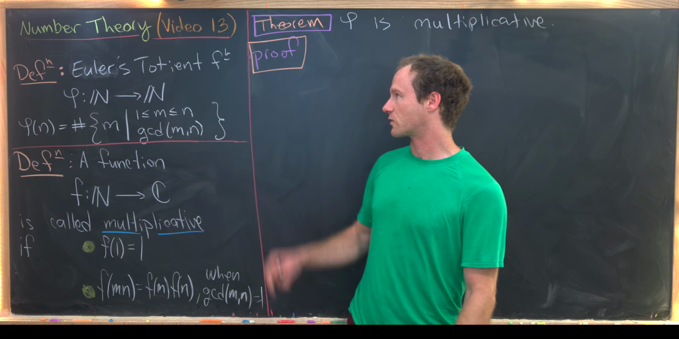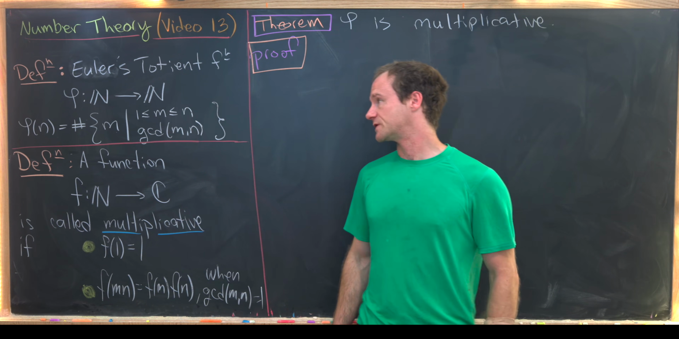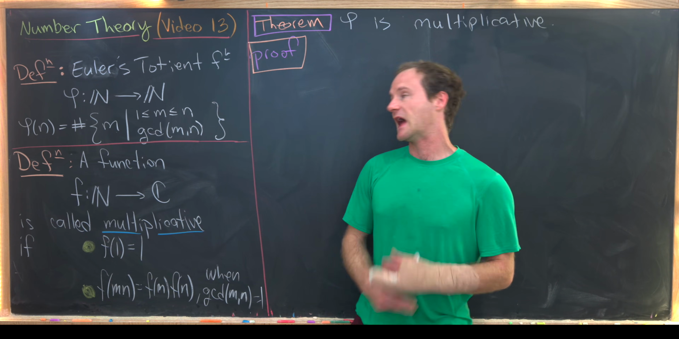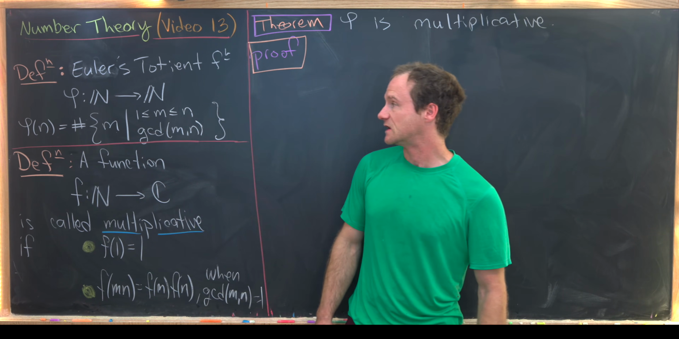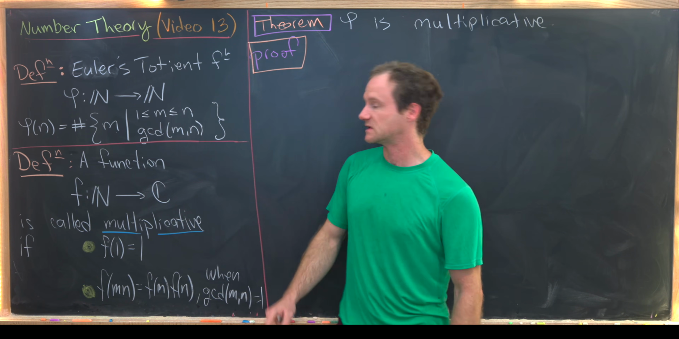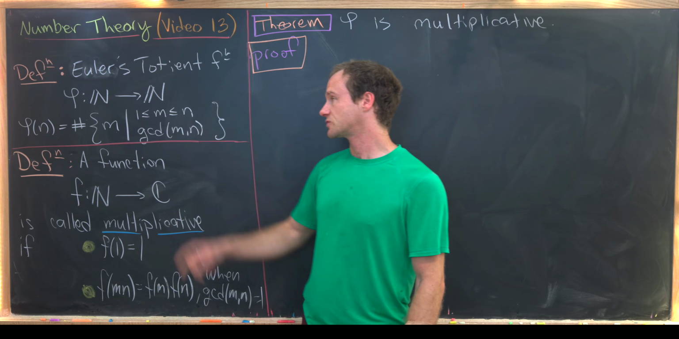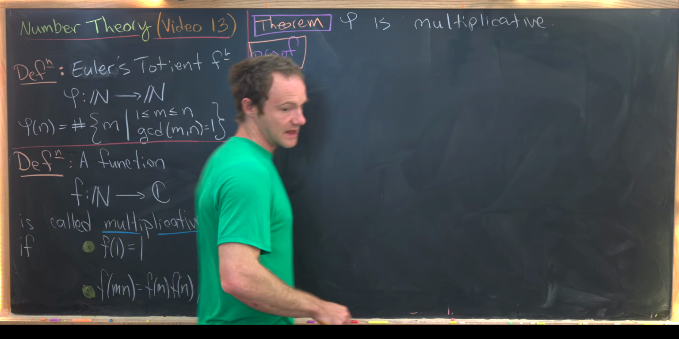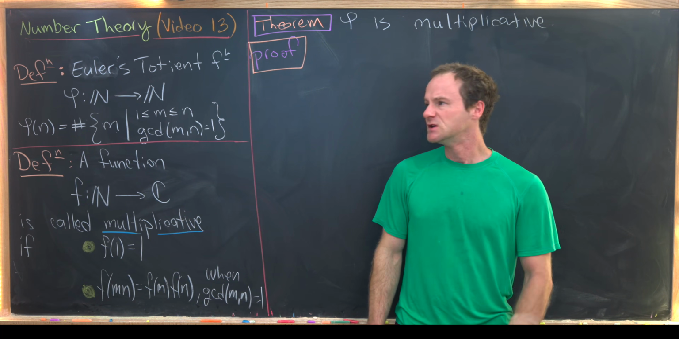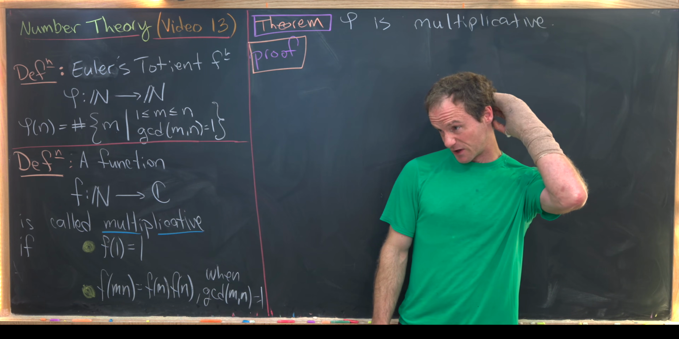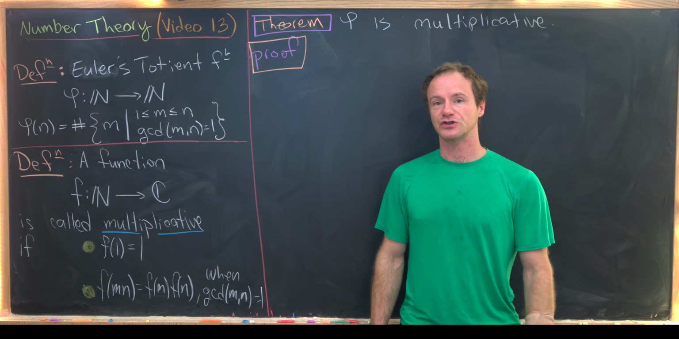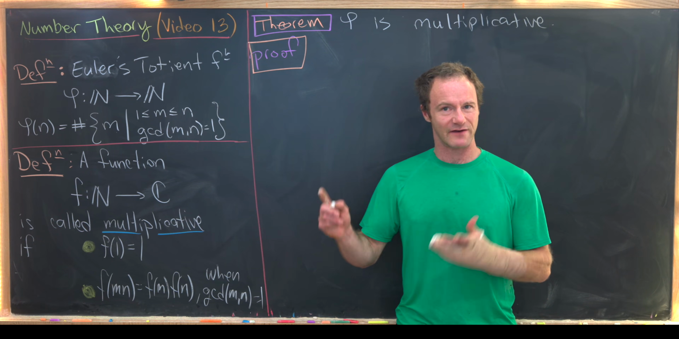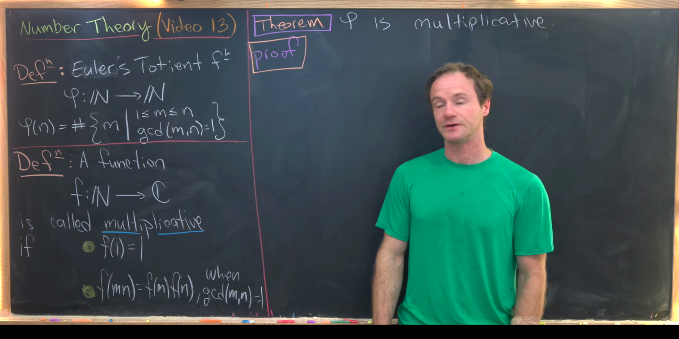Okay, so let's begin by recalling that Euler's totient function phi goes from natural numbers to natural numbers, and it's defined by phi of n is equal to the number of elements in the following set. So these are natural numbers between 1 and n that are relatively prime to n. We did several examples in the last video of evaluating Euler's totient function, and we'll do some more at the end of this video once we have a nice formula for this function.